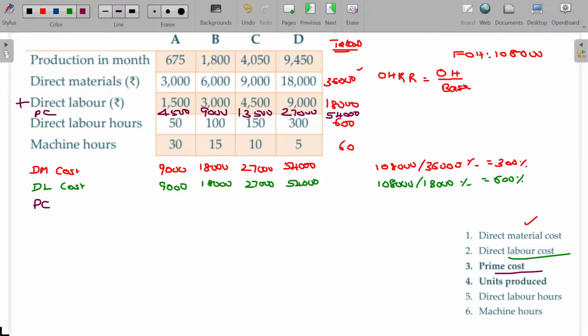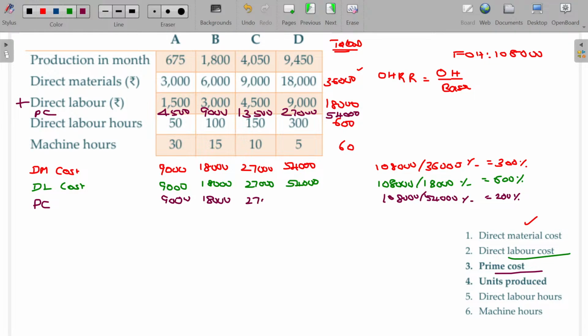54,000. Is that clear? Now the overhead recovery rate is total overhead divided by the base, being the prime cost, which is 54,000. Naturally, 200% of the prime cost will be your prime cost. So 4,500 into 200% is 9,000, 9,000 into 200% is 18,000. Otherwise, simply 2 times of that value.